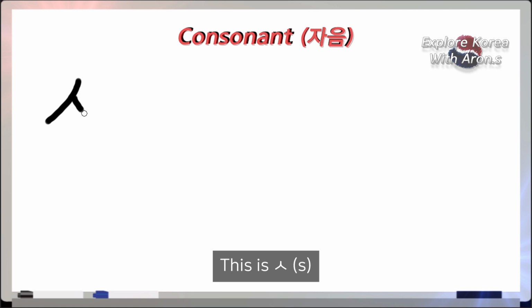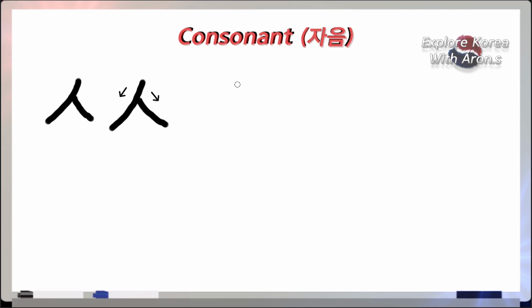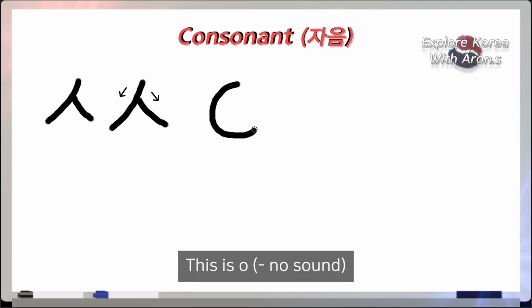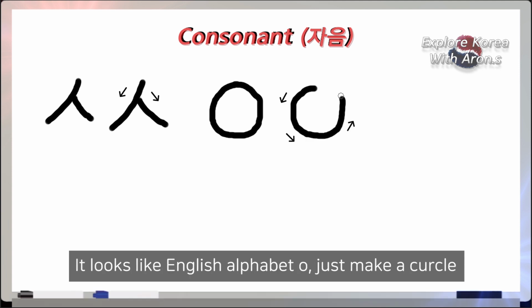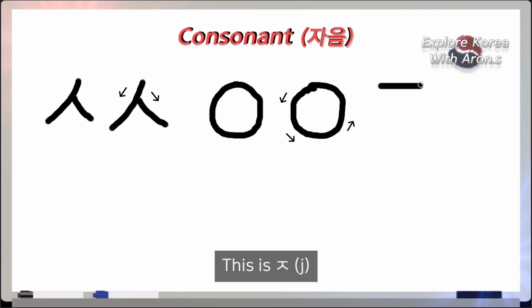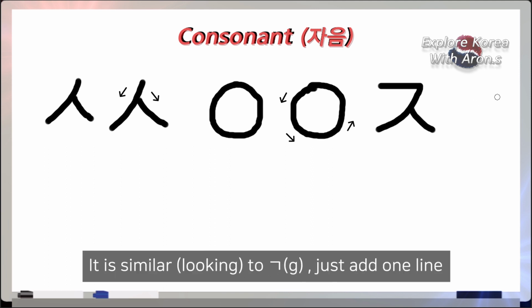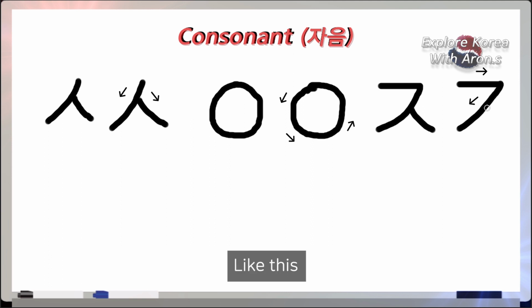Next, this is short, S sound. Right like this. This is O. It doesn't have a sound. Only when used in the final position does it make a sound, N sound. It's like the English letter O, just make a circle. This is J, J sound, right like this. It's similar to the G sound, just add one line. Like this.